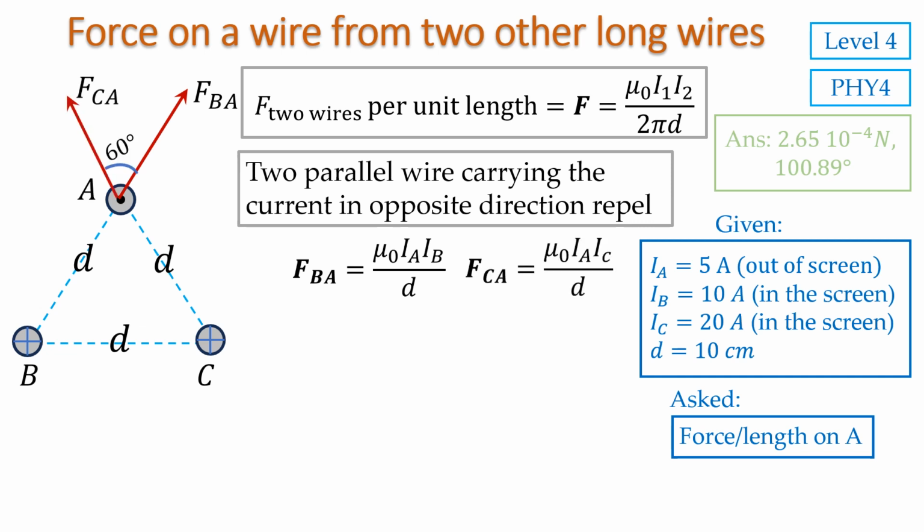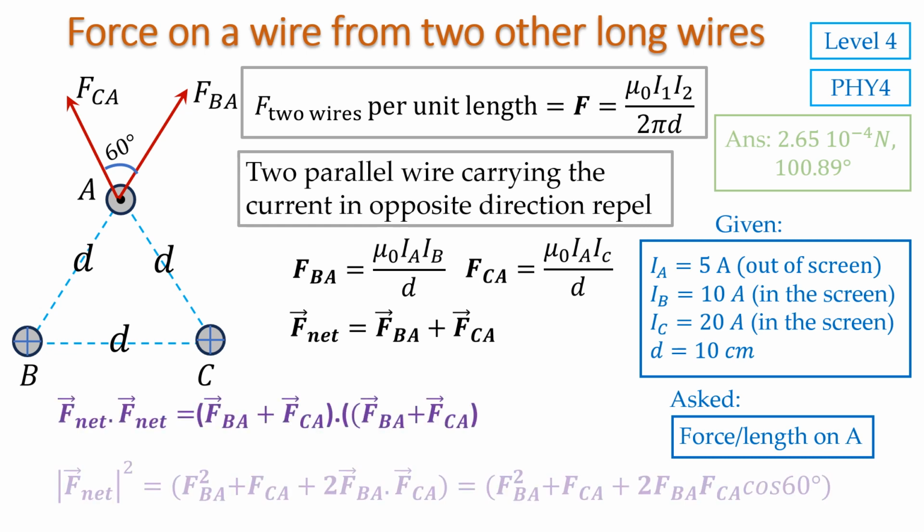The force in the figure is shown in the red. The resultant vector addition is the total force per unit length. At this point, the physics is done, but the math is a bit complex, so we'll walk you through the critical points. To calculate the magnitude of the force per unit length, we square the vector by taking the dot product with itself.